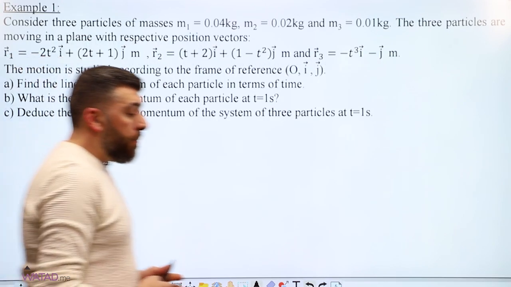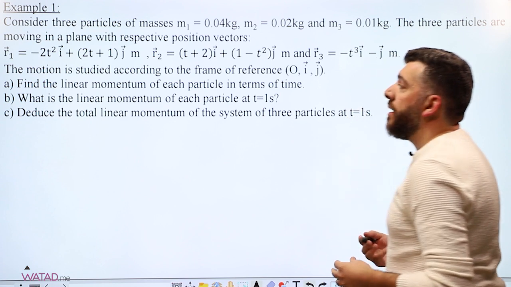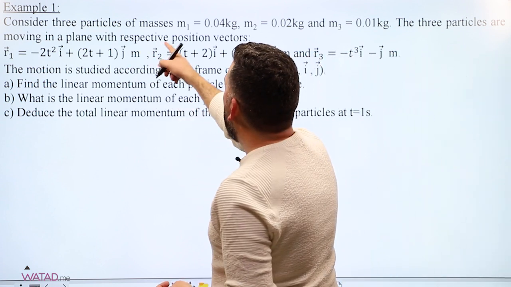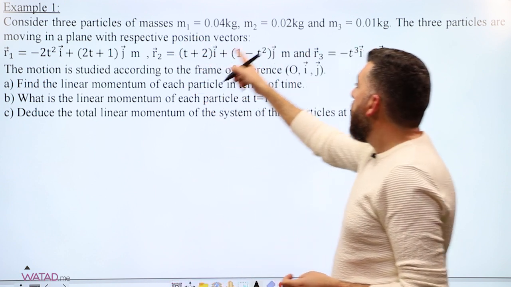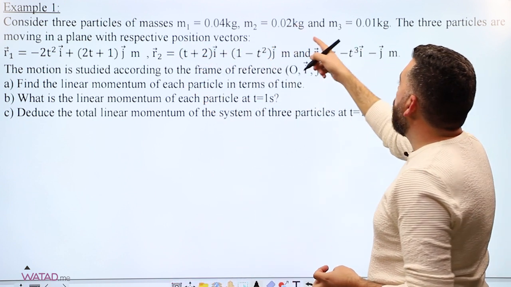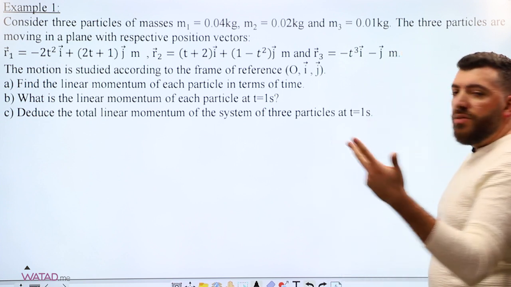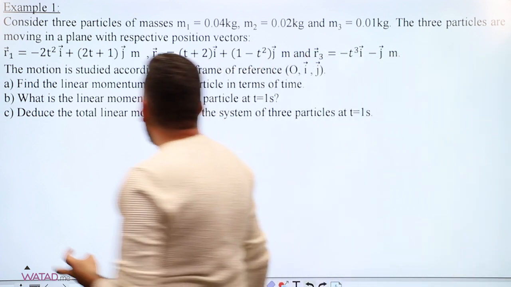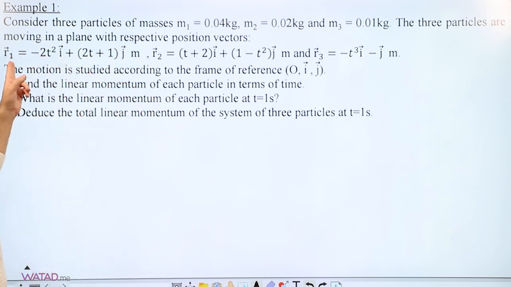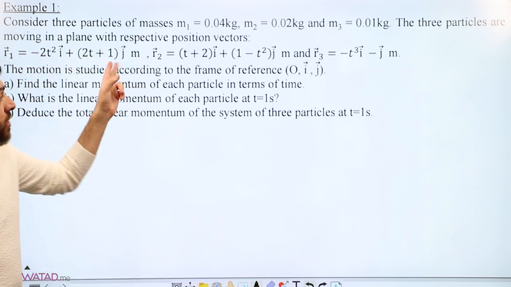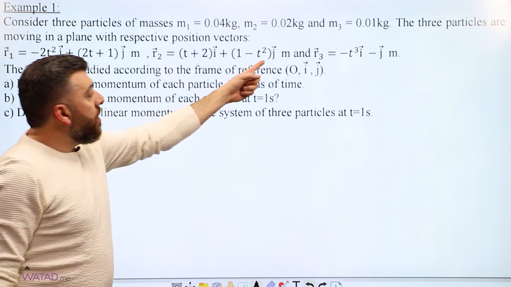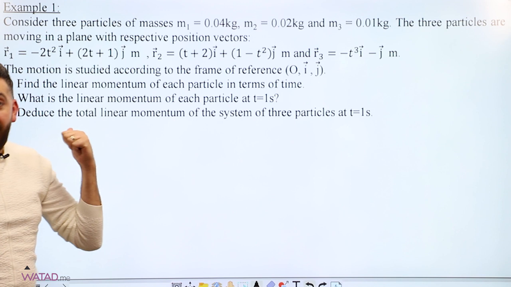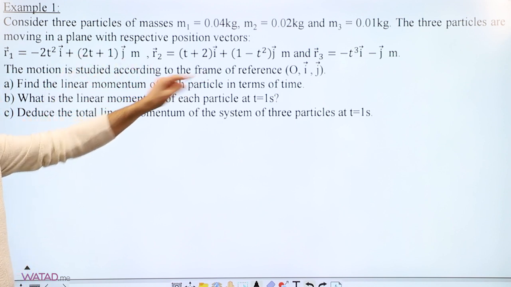Okay, this is an example of how to find the linear momentum of a system of particles. We consider 3 particles of masses m1 equal 0.04, m2 0.02, m3 0.01, 3 different particles with different masses. The 3 particles are moving in a plane with respective position vectors. So this r1 is the position with respect to time for the first particle, r2 for the second particle, r3 for the third particle. We see this is a 2-dimensional motion.